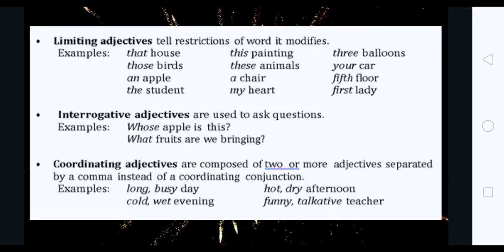Limiting adjectives tell restrictions of words it modifies. Limiting, limit. There is a limitation or restriction. That house, those birds, an apple, the student, this painting, these animals, a chair, my heart, 3 balloons, your car, 5th floor, first lady. So there is a limit. We are pertaining to numbers.